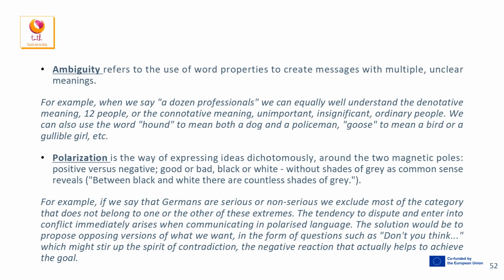Polarization is the way of expressing ideas dichotomously around the two magnetic poles: positive versus negative, good or bad, black or white, without shades of gray, as common sense reveals. Between black and white, there are countless shades of gray. For example, if we say that Germans are serious or non-serious, we exclude most of the category that does not belong to one or the other of these extremes.